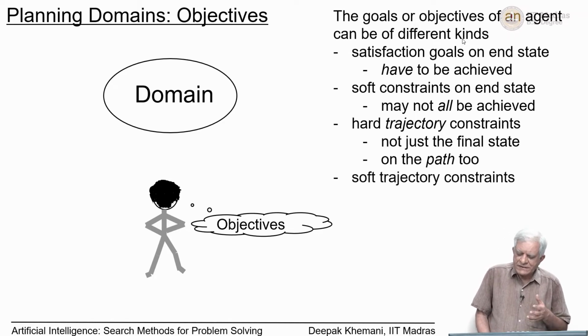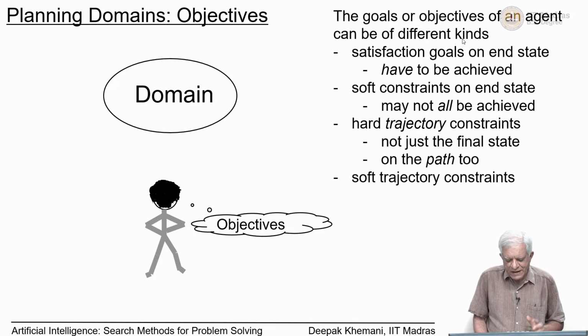Then we can have soft trajectory constraints, where we have trajectory constraints, but they are only desirable, not necessarily hard constraints. As long as you can do that, then we are happy with the plan.